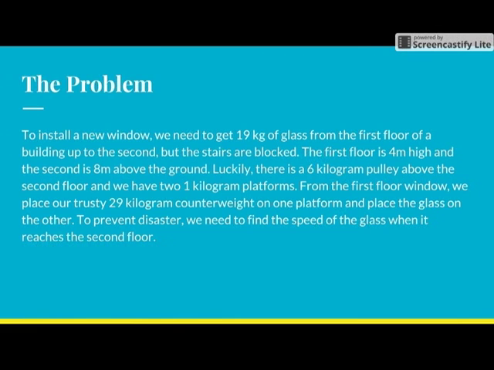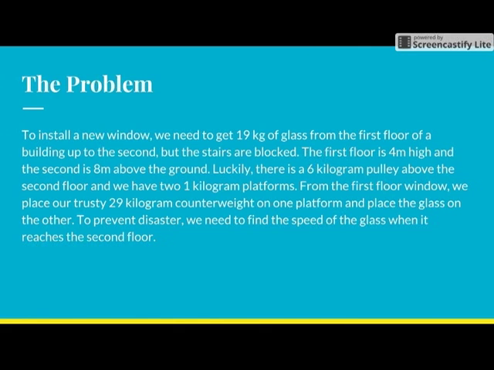To install a new window, we need to get 19 kilograms of glass from the first floor of a building up to the second, but the stairs are blocked. The first floor is 4 meters high and the second is 8 meters above the ground. Luckily, there is a 6 kilogram pulley above the second floor and we have two 1 kilogram platforms.